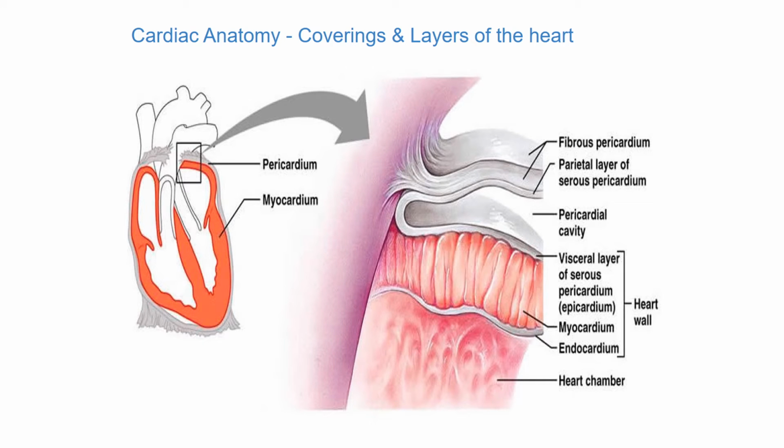So now let's look at the coverings and layers of the heart. The heart walls are composed primarily of spirally arranged cardiac muscle fibers, and we have three different layers. The first one is the endocardium, which is primarily endothelium, and so it's going to be a very thin layer and is going to be most internal towards the heart.